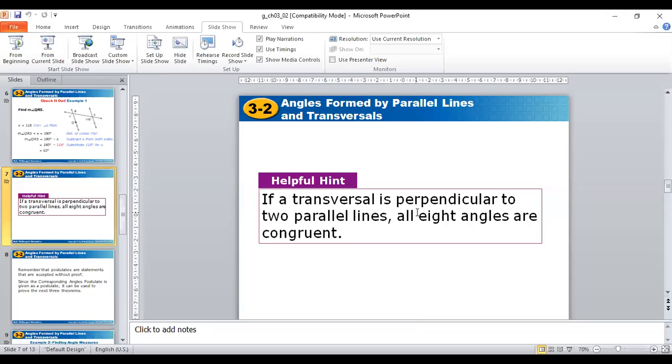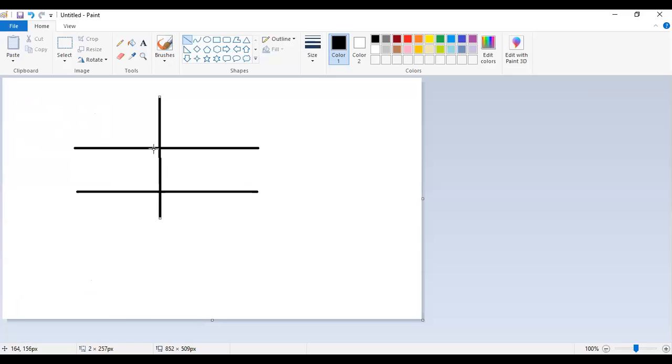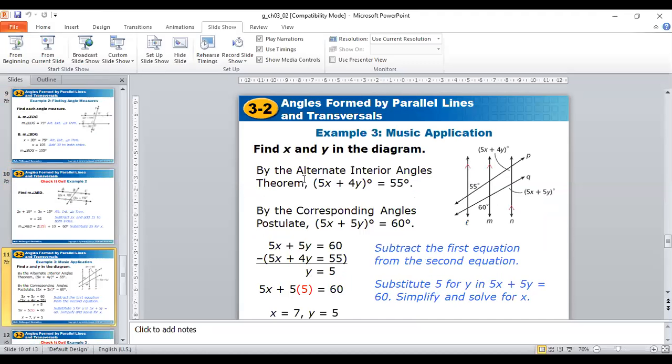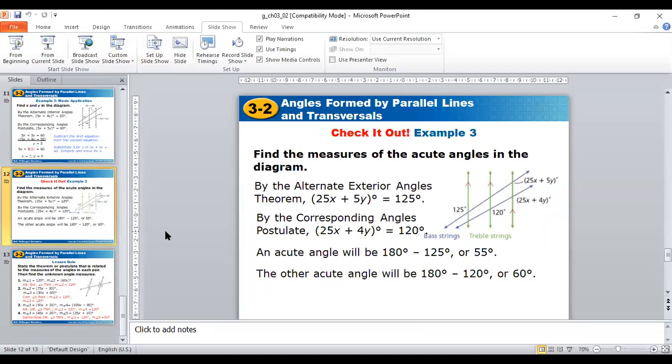If a transversal is perpendicular to two parallel lines, then in the figure which I drew now, you can see that these are the parallel lines and this is the transversal, and it is perpendicular. So all the angles are going to be 90-degree angles. Okay, without much explanation, because this was the basic idea, that's all. So let's move on to check the answers for the revision sheet.